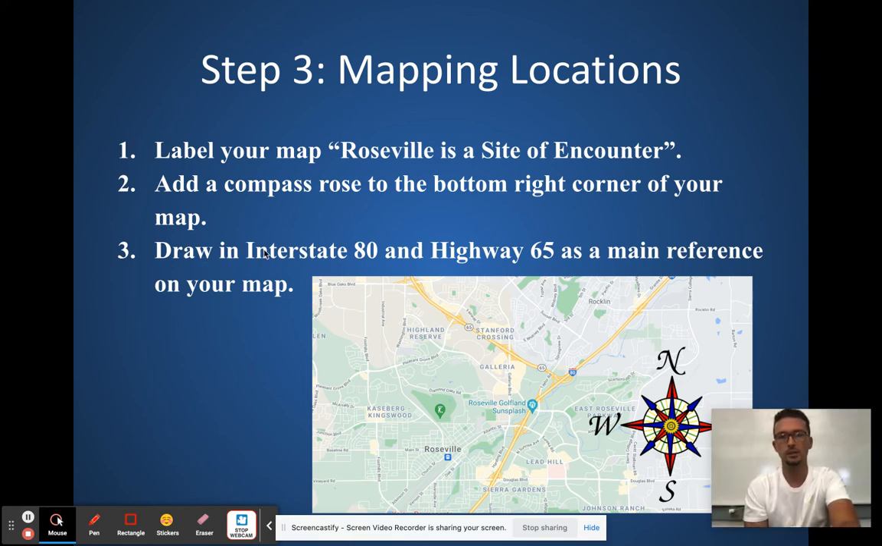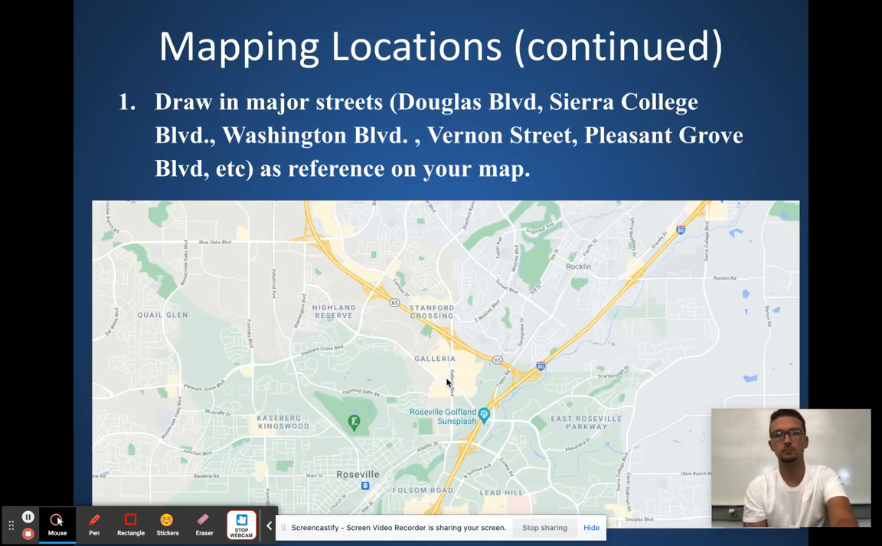And then, like I mentioned a second ago, you're going to draw Interstate 80 and Highway 65 to the best of your ability. Those will allow you to start to pin some other things around those locations. Every location you look up on your map is going to have 80 and 65. So if you see that it's just below 65, you know that it's somewhere over here, right? Draw in some major streets. We have Douglas, Sierra College, Washington, Vernon, Pleasant Grove. You'll want to look for those on here, and it'd be good to add those. Again, look at my example. I added one of those for you to get you started.